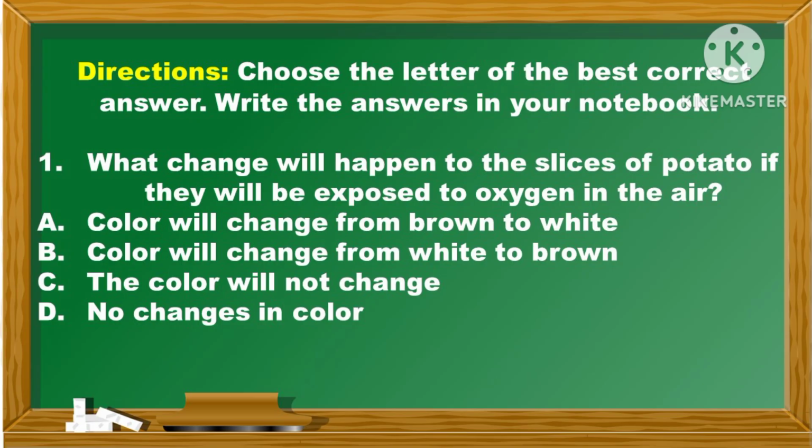Directions: choose the letter of the best correct answer. Write the answers in your notebook. Number 1. What change will happen to the slices of potato if they will be exposed to oxygen in the air? Letter A. Color will change from brown to white. Letter B. Color will change from white to brown. Letter C. The color will not change. Letter D. No changes in color.